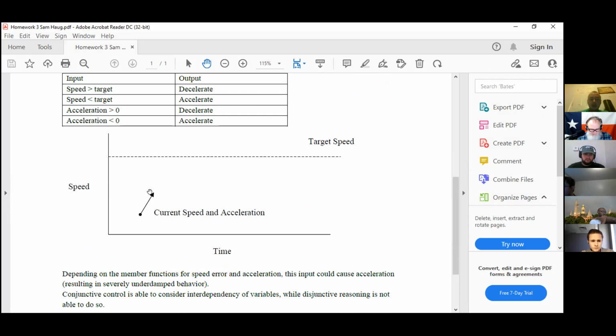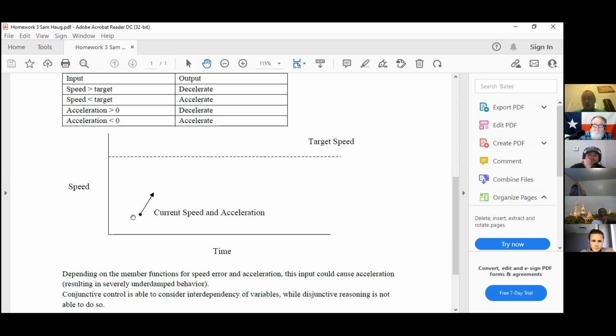In a scenario where your speed is below the target speed, but you're also accelerating to meet the target speed, because the two input variables are so interconnected, a conjunctive rule table works well. Using the disjunctive rule table, because your speed is less than the target, it's going to have you continue to accelerate until you touch the line, and then you're going to have an incredibly underdamped, if not flat out simple harmonic motion when you go up and down, just because your speed doesn't know what your acceleration is doing and your acceleration doesn't know what your speed is doing. Because they're so interrelated, if you lose information from the other, you can have poor results.